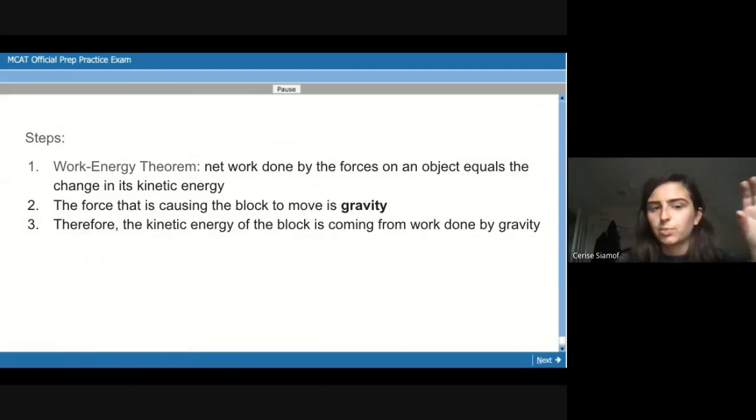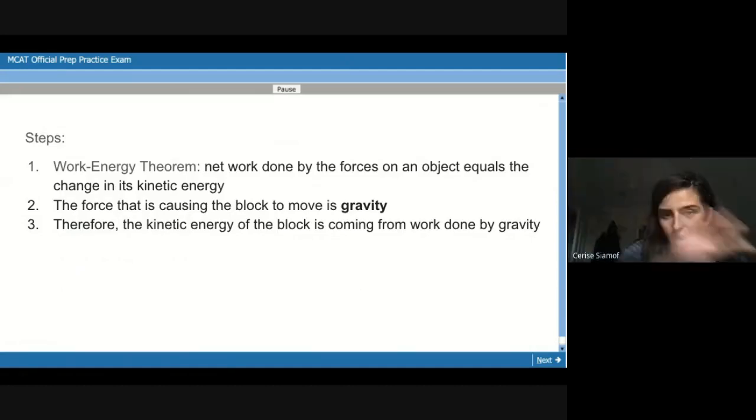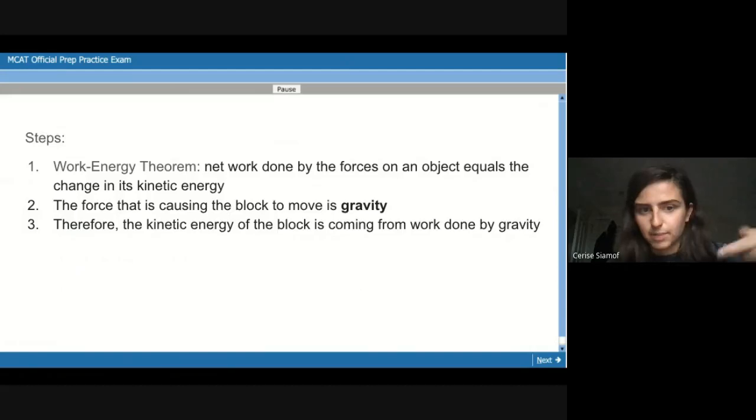Before the block moves, before anything acts on it, it has all potential energy. Then the work done by gravity on the block leads to it going down and gaining kinetic energy. So the question is asking what is doing work on the block, basically. And the force that's causing the block to move is gravity. That's what's causing it to move down the incline. Does that make sense? Pranav, I don't know if you have another way.